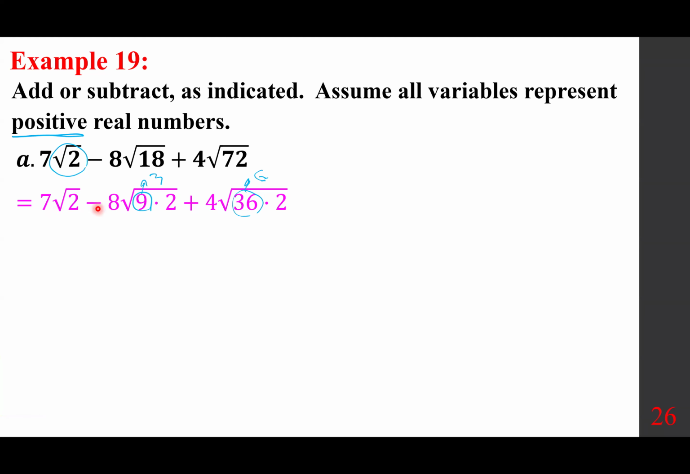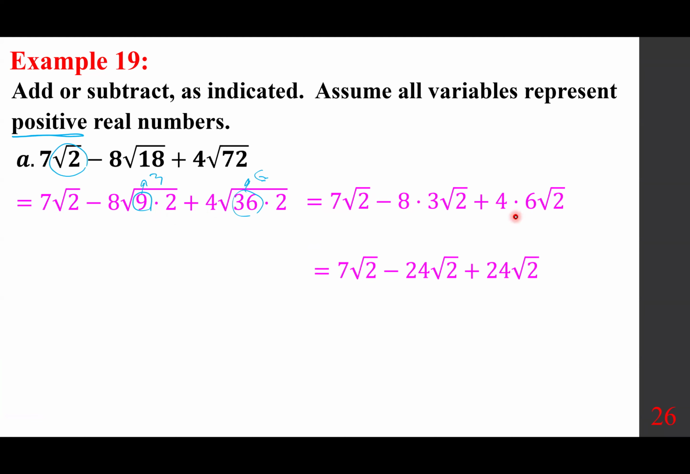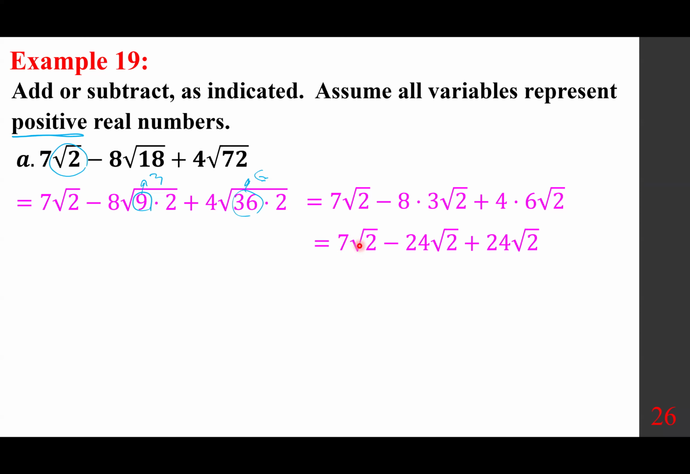So 7 square root of 2 minus 8 times 3 square root of 2 plus 4 times 6 square root of 2. So notice this is 7, negative 24, positive 24. So they add up. 7, you can think of it as 7x minus 24x plus 24x, it's 7x. So 7 square root of 2, because these two cancel each other.